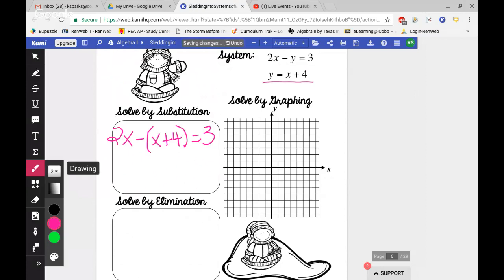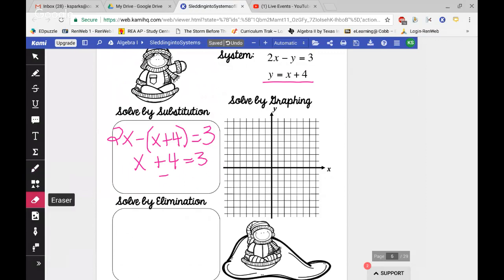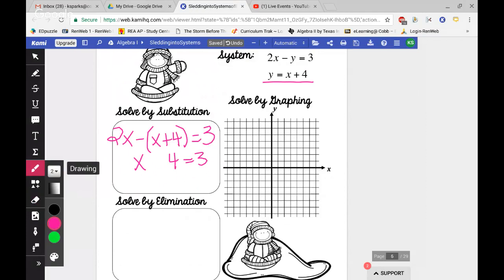So 2x minus x is x plus 4 equals 3. Wouldn't it be a -4? Oh, yes, good job. Way to go, Lily. Because you distribute that negative all the way through. Good job. Okay, so now I'm going to add 4 to both sides. And I've got x equals 7. And now I'll substitute 7 back into the equation.